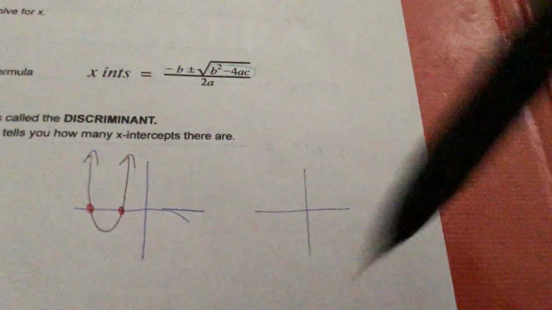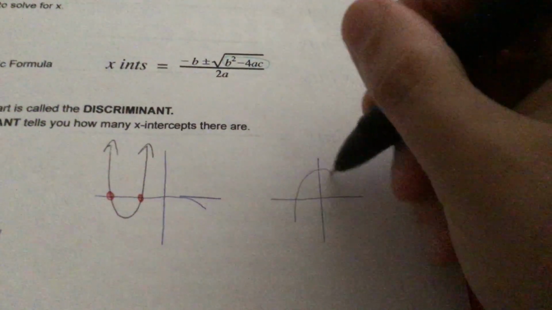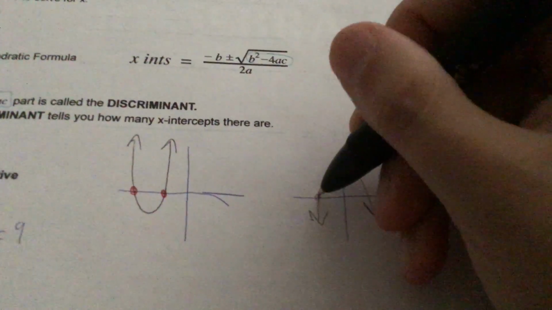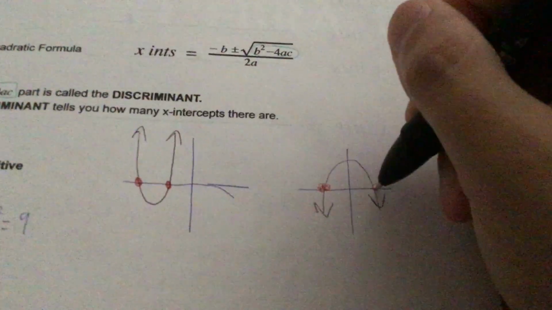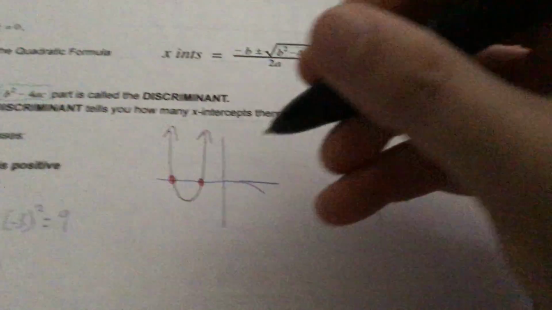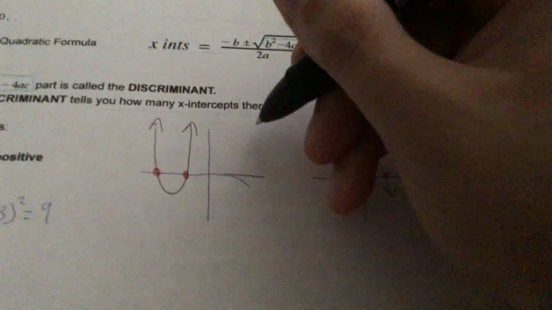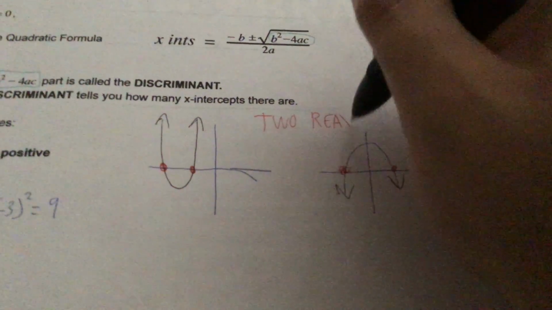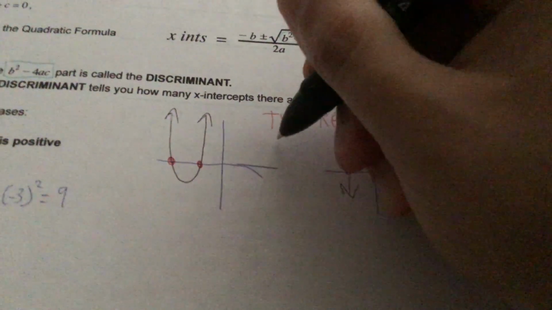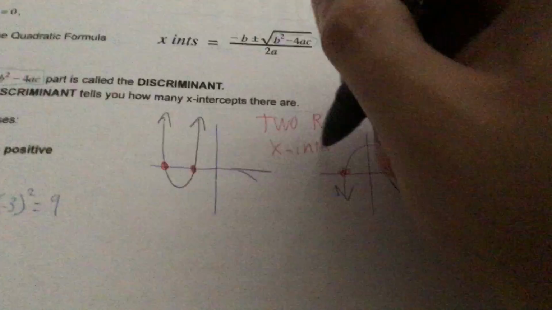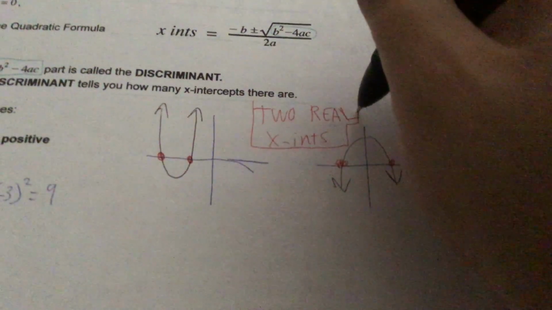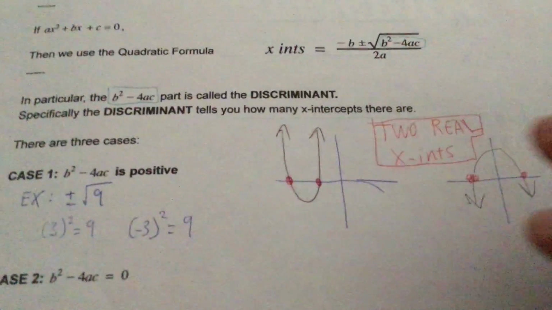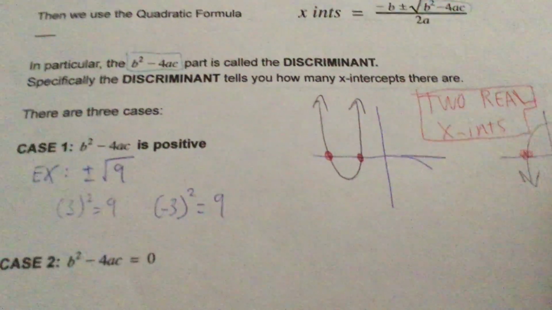Now, not all parabolas are happy face parabolas. Some of them are sad face. I'll just draw it like this. It can be an upside down parabola, and it will still cross 2 times. So in other words, what does this mean? If b squared minus 4ac is positive, that means that there are 2 real x-intercepts, because of the discriminant being positive.